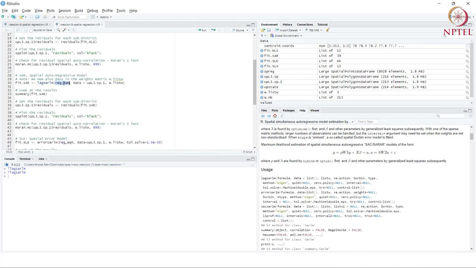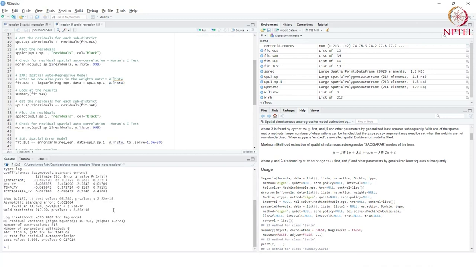Here, what I'm doing is passing in my regression equation, which is the same as before, the data, of course, and one additional parameter, which is the weights matrix. Because remember, now on the right-hand side, we have a spatially lagged variable. So obviously, we need to pass in the weights matrix. Otherwise, R cannot compute that spatially lagged variable. So let's run this model and look at the results.